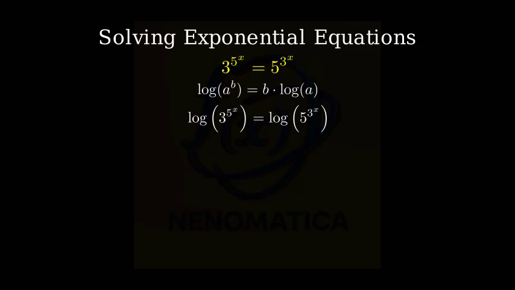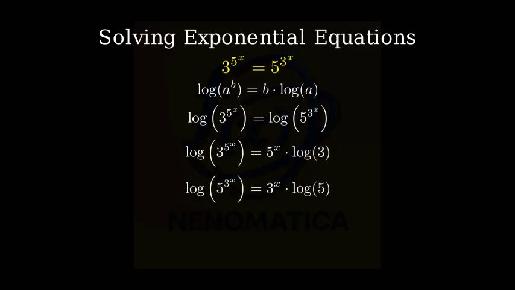Now, we can apply our logarithm property. The logarithm of 3 raised to the power of 5 to the x equals 5 to the x times log of 3. Similarly, the right side becomes 3 to the x times log of 5. Let's combine these equations. We get 5 to the x times log of 3 equals 3 to the x times log of 5. Now, let's rearrange the terms to isolate the exponential expressions.